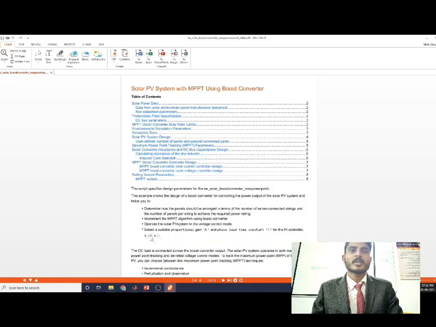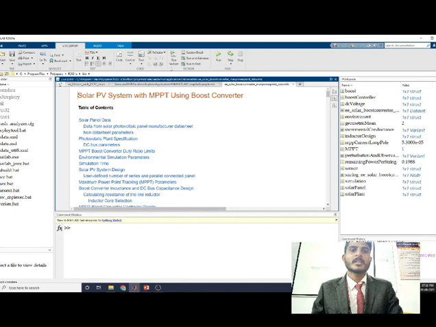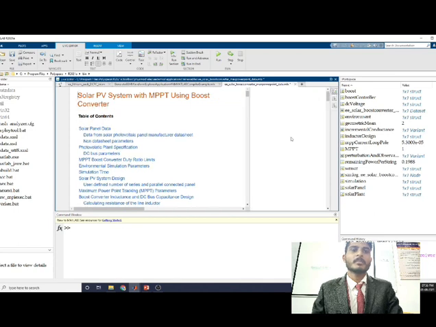Also, we can choose between two maximum power point tracking MPPT techniques. The first one is incremental conductance, that is called IC, and the second one is perturbation and observation, that is called P&O. Solar PV system with MPPT using a boost converter.